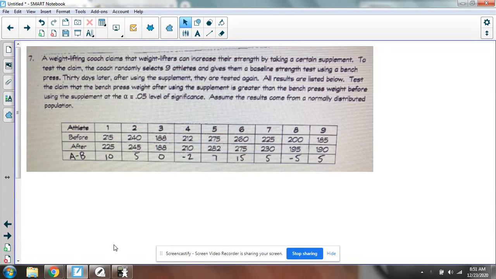Okay, so the weightlifting coach claims that weightlifters can increase their strength by taking a certain supplement. To test the claim, the coach randomly selects 9 athletes and gives them a baseline strength test. It tests the claim that the bench press weights using the supplement is greater. So basically, our null is going to be that the means are the same.